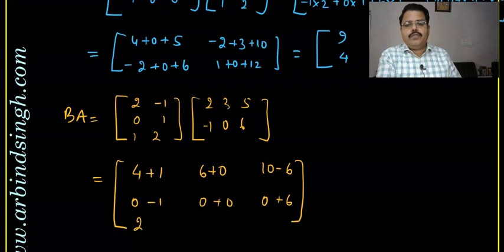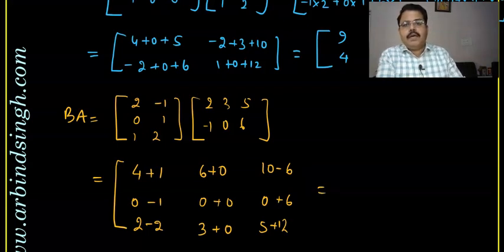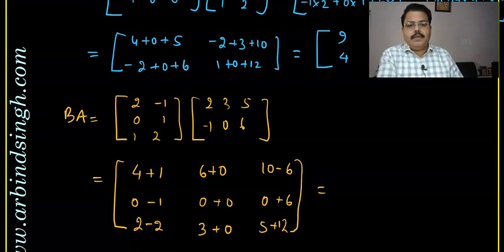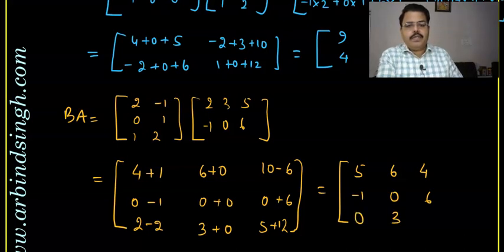1 into 2 is 2, and 2 into minus 1 is minus 2. 1 into 3 is 3, 2 into 0 is 0. And now 1 into 5 is 5, and 2 into 6 is 12. So the product output will be 5, 6, 4, minus 1, 0, 6, and 0, 3, and 17. So that will be the output of 3 into 3 order, and that will be the answer.